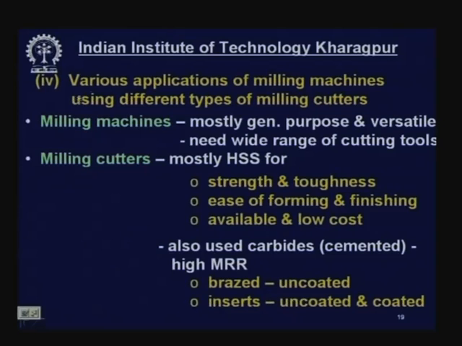Now, come to various applications of milling machines using different types of milling cutters. Now, you can see the various types of milling machines that exist, like lathes, okay? Along with the milling machine, there are different types of milling cutters, and with the different types of milling machines and milling cutters, a wide range of work can be done, various types of work that you have already observed. Now, you can see again with the cutters.